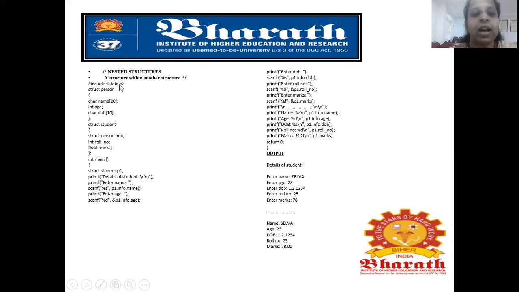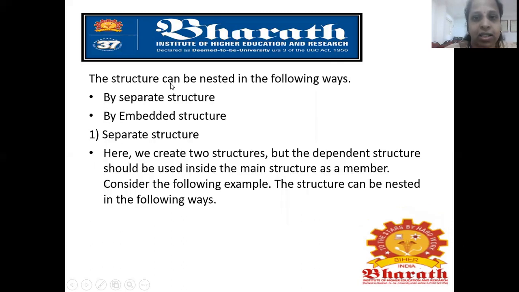So we can say nested structure is nothing but a structure within a structure, or a structure within another structure is called a nested structure. There are two ways by which we can use nested structure. The first one is by using a separate structure, that is, two separate structures can be made. The next method of nesting of structure is by embedded structure.